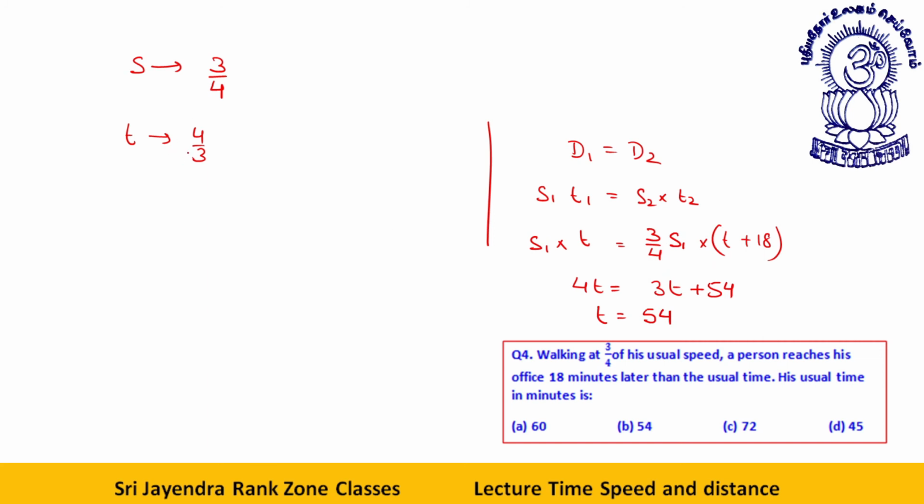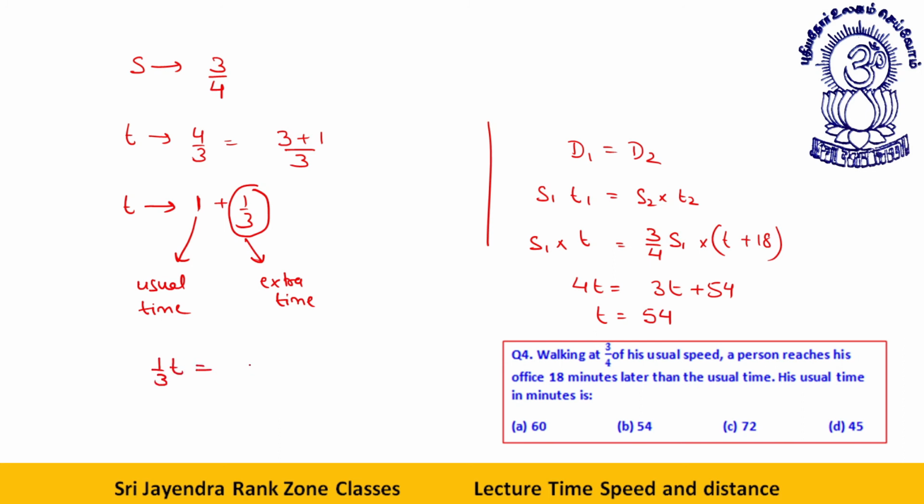Now, if the speed is 3 by 4, time becomes 4 by 3. What does 4 by 3 mean? It means 1 plus 1 by 3. This 1 is actually, dear students, the normal time, as per the wordings of the question, this is the usual time and this is the extra time. So this one third, the extra time, is equal to 18 minutes, then the normal time is 18 into 3, this is 54.